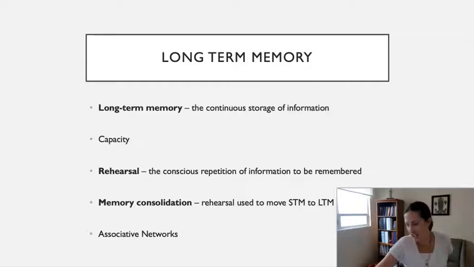Class. In this video, we are starting with long-term memory. Long-term memory is the continuous storage of information. There are two big ways that short-term and long-term memory differ from each other. Long-term memory has an unlimited time frame, whereas short-term is 20 to 30 seconds. You can remember something for your whole life, unless there's forgetting or some sort of problem.